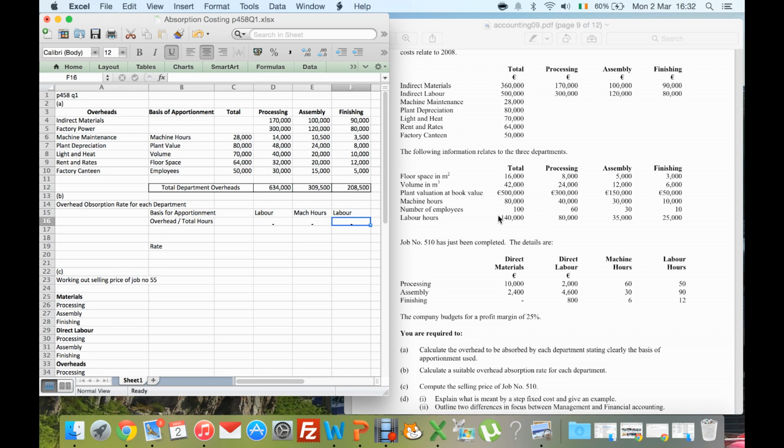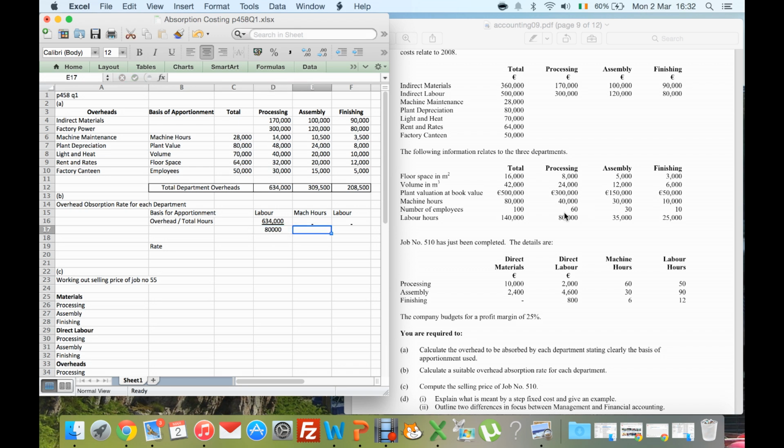Now, you're just using common sense here. I've just decided here that, off the top of my head, 25 over 140 is more than 10 over 80. So that's a larger fraction, which is why I've decided that labour errors is the way I'm going to share it out. I put my overhead in, and then I'm going to divide it by, in this case, labour, so I divide by the total number of labour errors in that department. So the labour errors is 80.